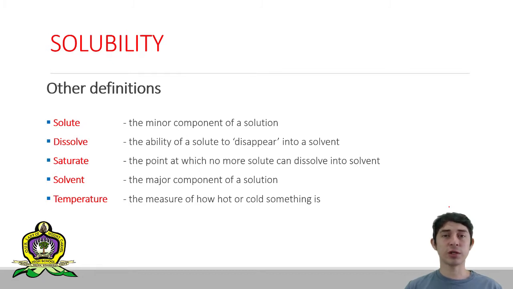The next word is saturate. And saturate is the point at which no more solute can dissolve into a solvent. I have a slide specifically for this, so I will skip explanation for saturate. Solvent is the major component of a solution. So when you mix two substances, the solvent will be the one that contains the larger portion or the larger percentage in the solution. What is temperature? Temperature is not the same thing as heat. Okay? Temperature is not heat. Temperature is just a measure of how hot or how cold a substance is.